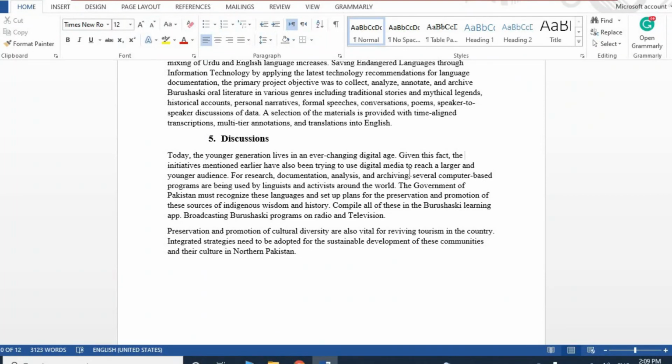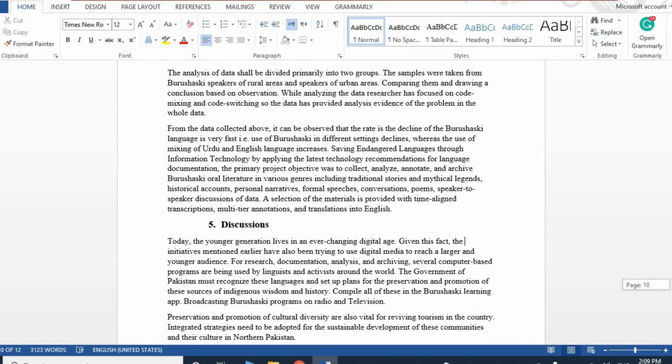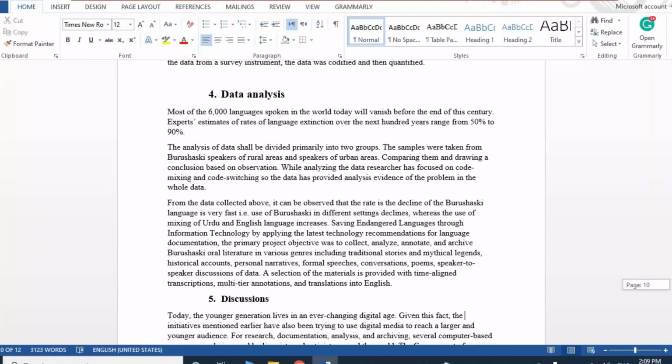and what are the things. The other challenges include that the government has not taken any plans for language preservation, and so after that, a brief discussion of what you have analyzed from the data.